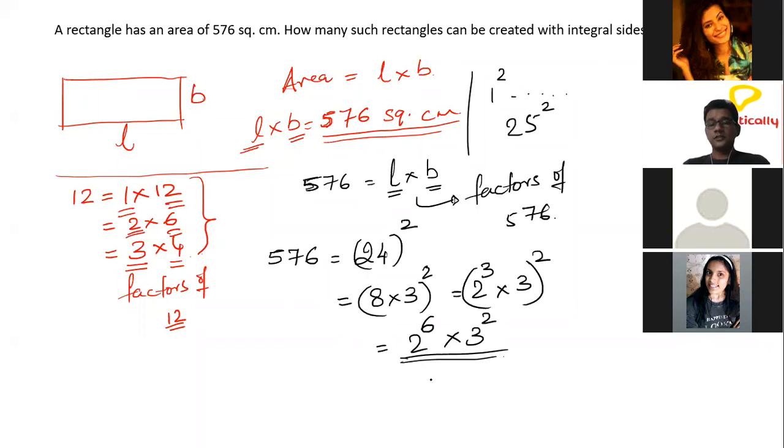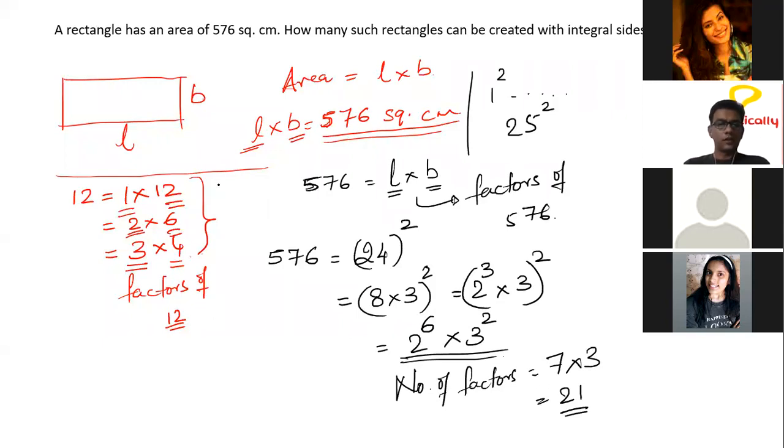Now 2 power 6 into 3 square means the number of factors of 576 is 6 plus 1, 7, 2 plus 1, 3. 7 threes are 21 factors. So I have got the number of factors of 576.